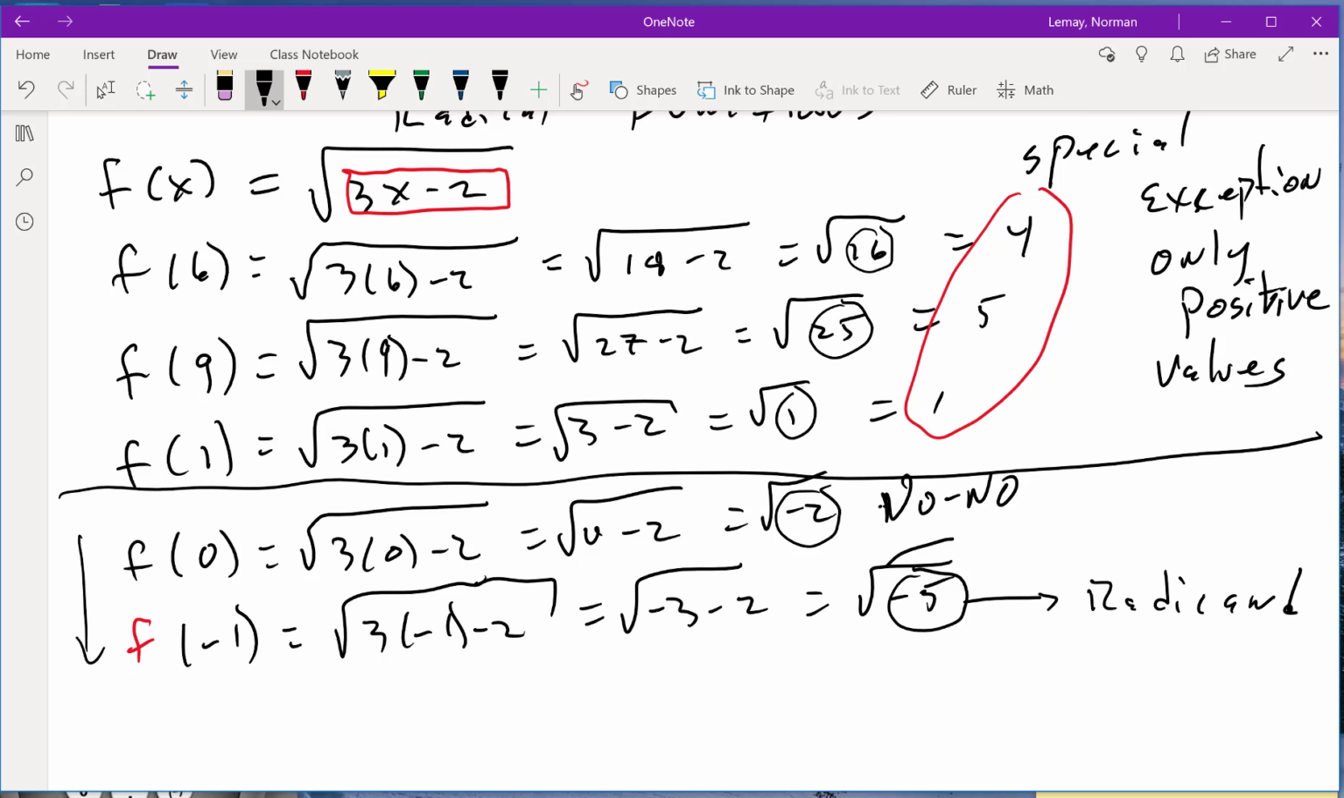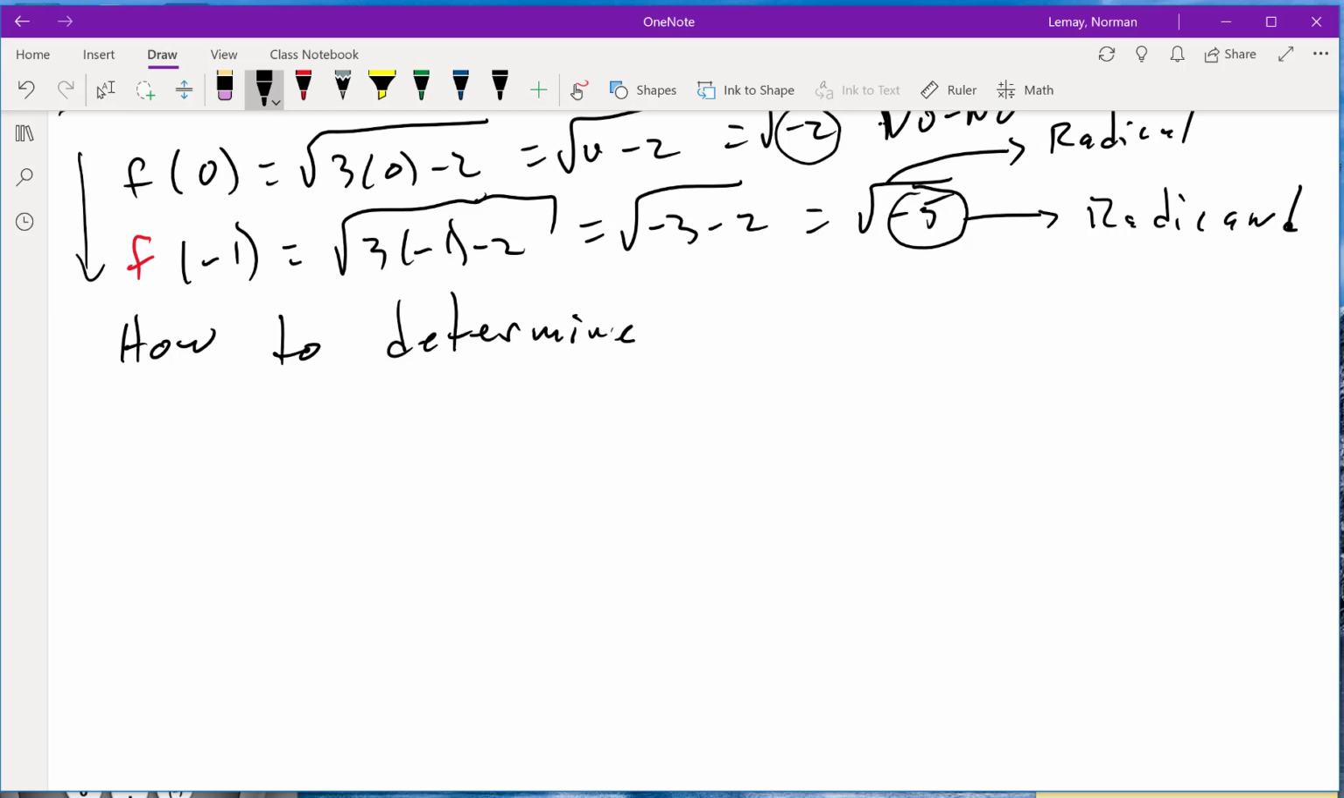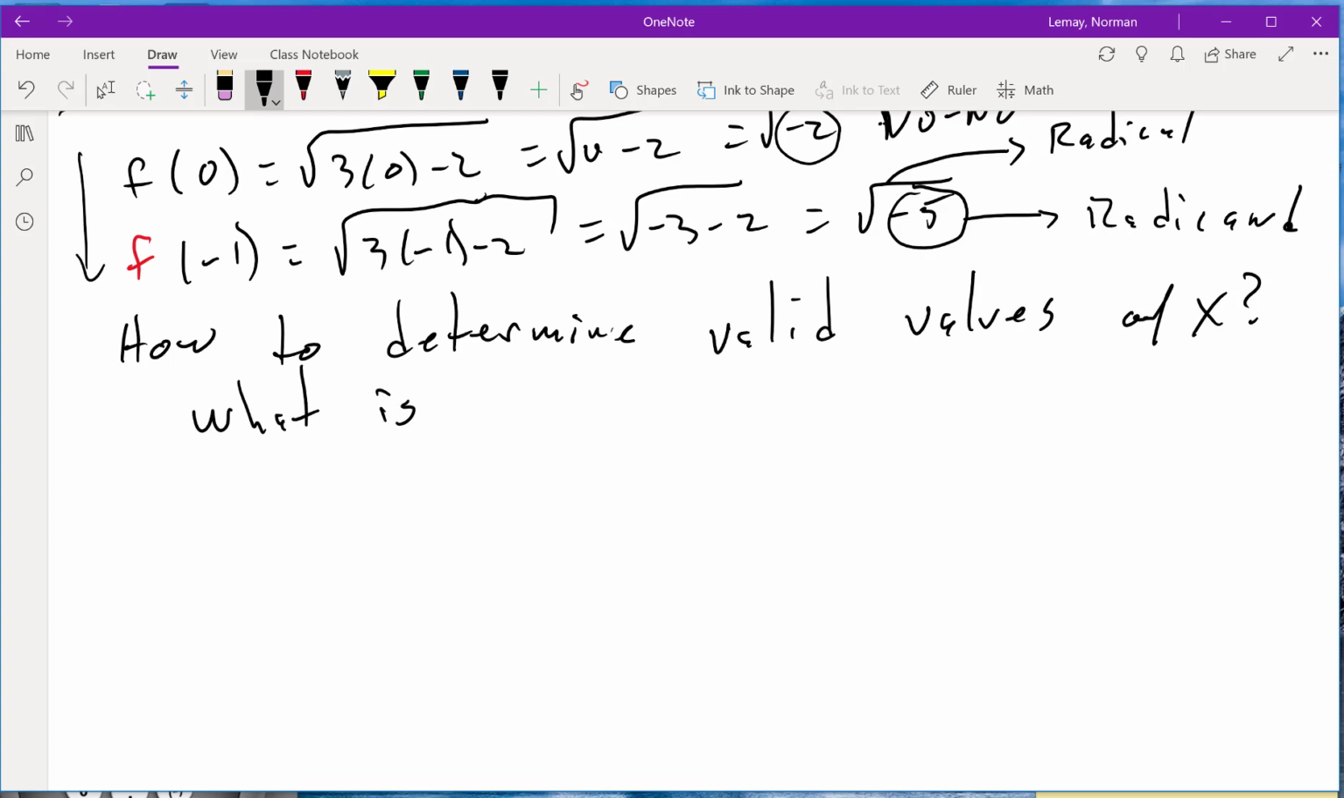And this symbol right here is the radical. So the question now is, how do we determine the valid values of x? This is the same as asking: what is the domain of the function?